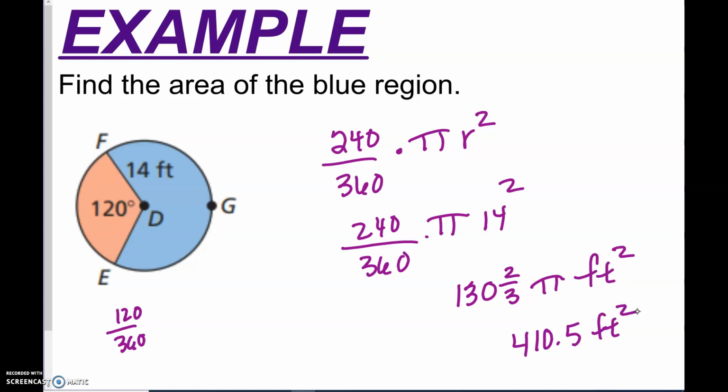So let's see here. If we did 14 squared times pi, and we're going to multiply that by 240, and we're going to divide the whole thing by 360. Actually, if we go out to the 100th, it's 410.50 feet squared.